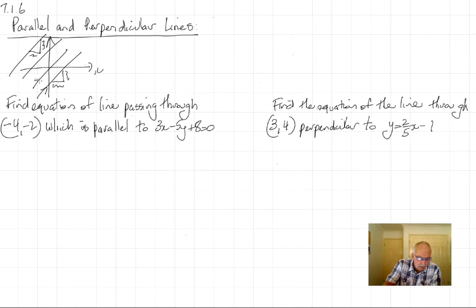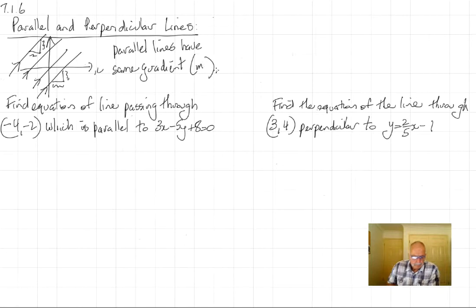So all these lines, if they are parallel, and we use arrows on the lines to denote they are parallel, have the same gradient. So parallel lines have the same gradient, or the same m value. That's parallel. Perpendicular lines, we've got two lines and we know they are perpendicular to each other.